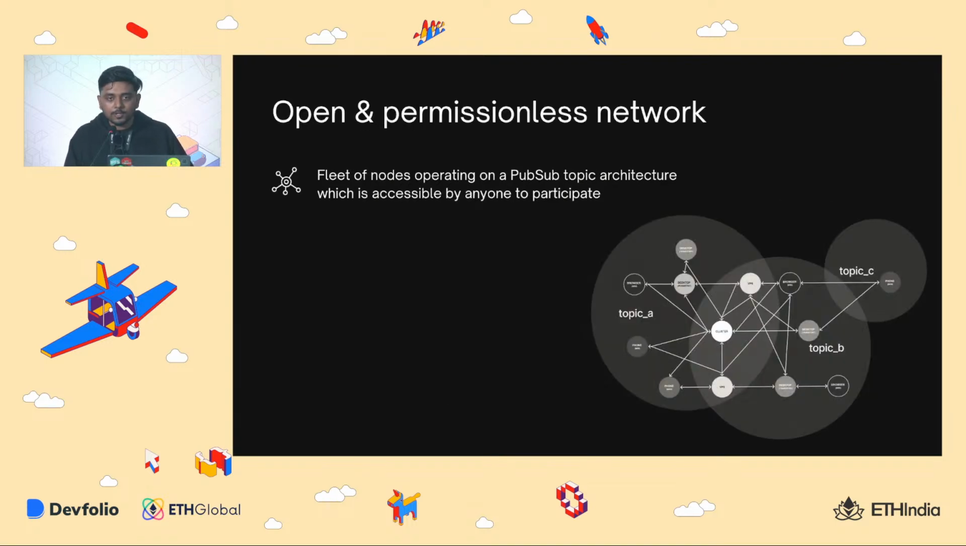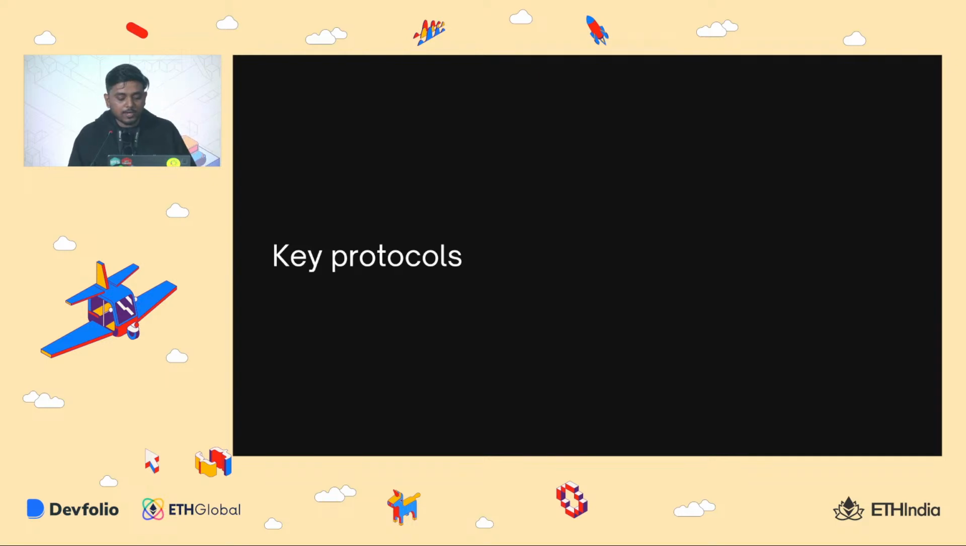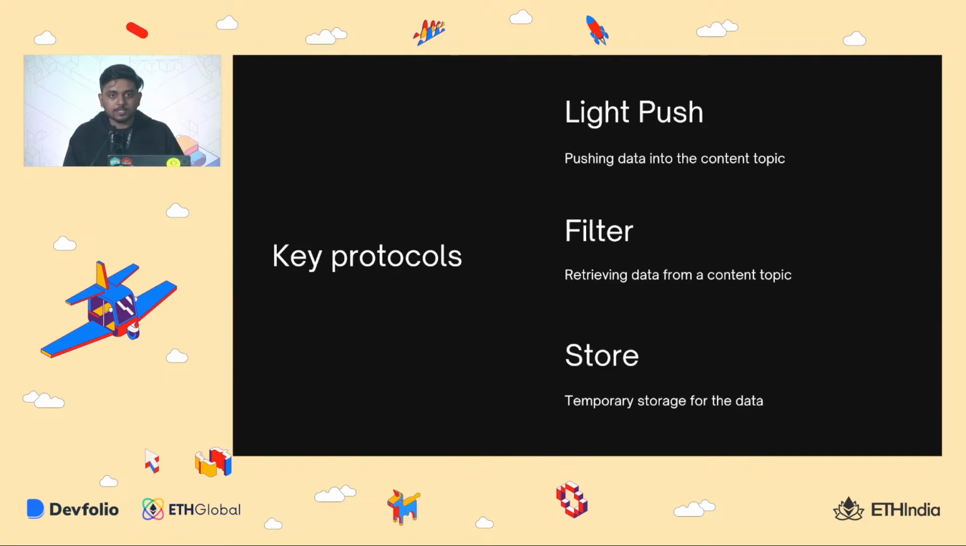And it's also an open and permissionless network. We are built on top of libp2p's PubSub, so GossipSub. It's a fleet of nodes running the PubSub topic architecture. So we have a lot of content topics within the Waku network. Users can push messages into any content topic and also subscribe to content topics to retrieve messages. We have 3 key protocols, especially for hackers to target during ETHIndia.